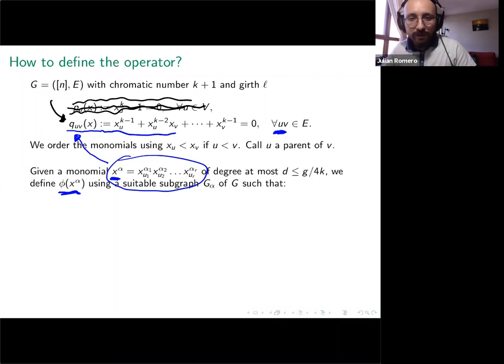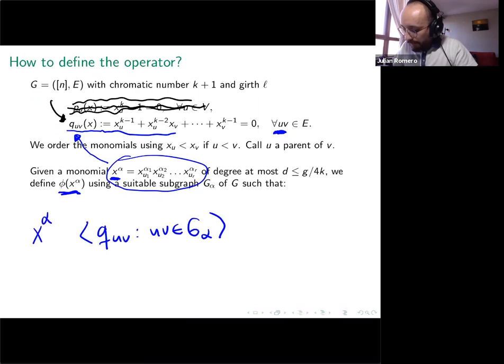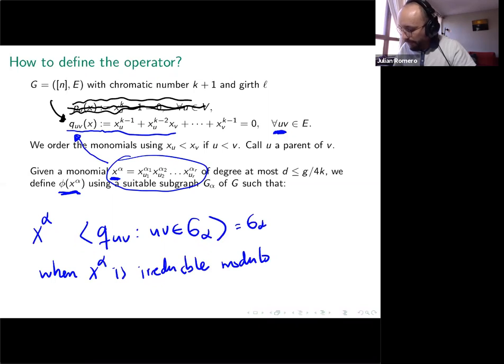And then the next thing is how can I choose these graphs G sub alpha? How do you actually choose those? The ultimate goal was to understand the meaning of irreducibility in a graph. So I'm giving you x to the alpha, and then I'm giving you the polynomials q sub uv for some subgraph G sub alpha. And then I want to ask when x to the alpha is irreducible modulo G alpha, which at the end is just the edges. And this is the question that I want to study at the end.